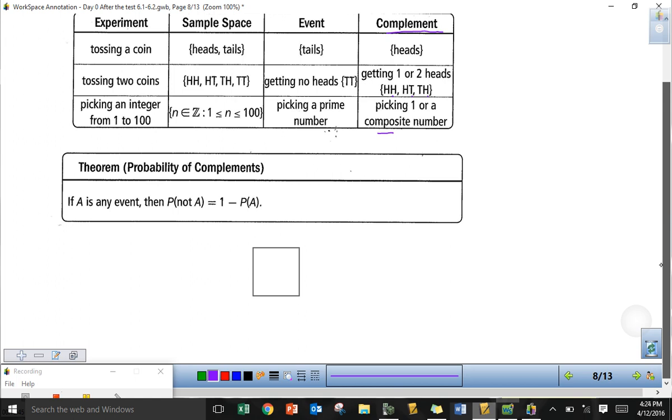Okay, we can figure out a theorem here based off of the probability for complements. If A is the event that we're picking on just here, then the probability of not A, or the probability of the complement, is just going to be 1 minus P of A. Okay, this is true because the complement, by definition, is everything but. So we have to include the entire sample space, or the entire probability of 1, and just subtract off what we have for the probability of our given event.